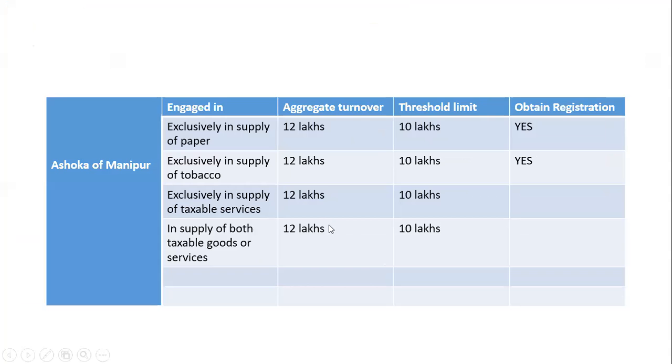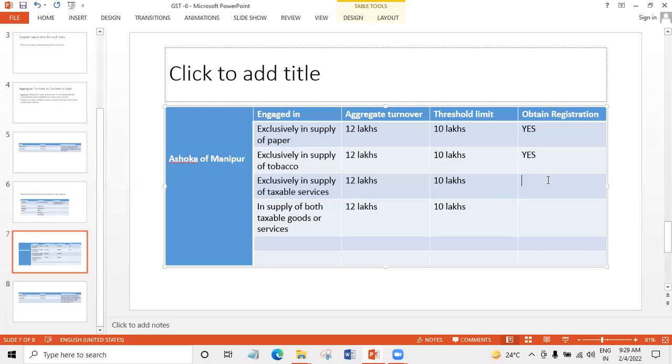Next, supply of taxable services. It is crossing the limit of 10 lakhs. Again, you are supplying turnover is 12 lakh. So it is yes. You have to register. Ashoka has to register himself under GST.